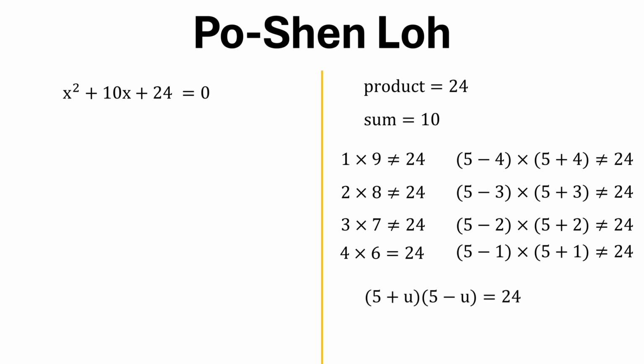Any two numbers are always the same distance from their average, and on either side of their average. Since the sum is 10, they all have an average of 5. An equal distance on either side of 5 can be represented by 5 plus u and 5 minus u. So, in general, we can write that sum divided by 2 plus u, times sum divided by 2 minus u, equals the product. No need for guessing and checking.